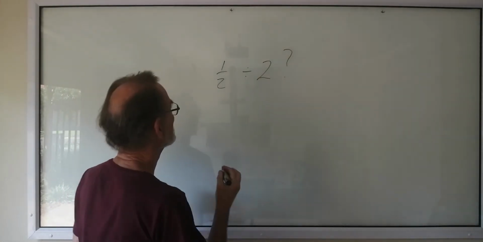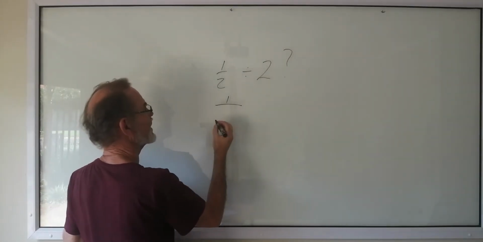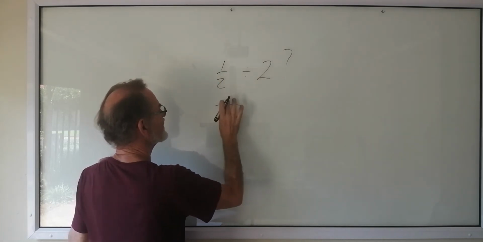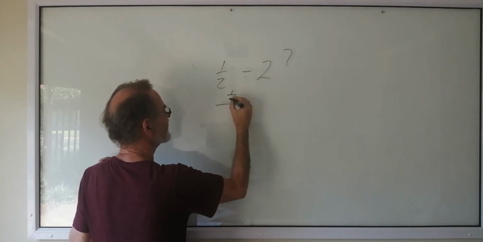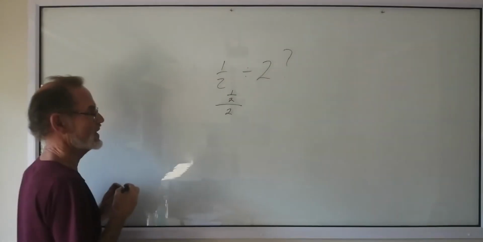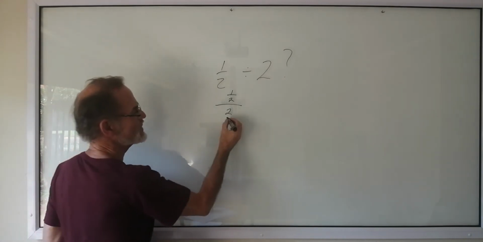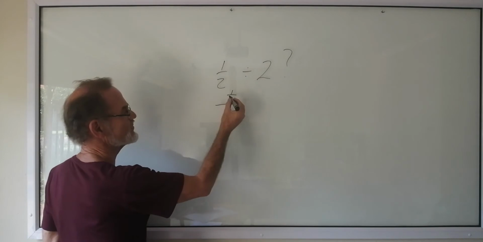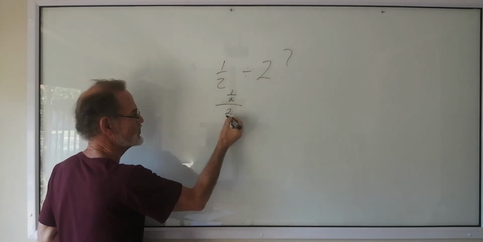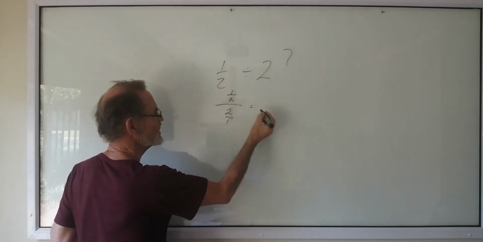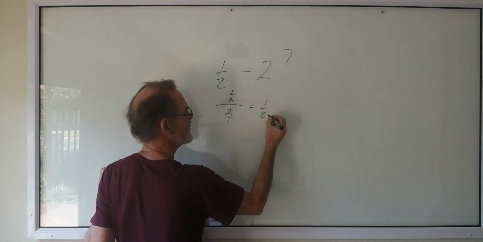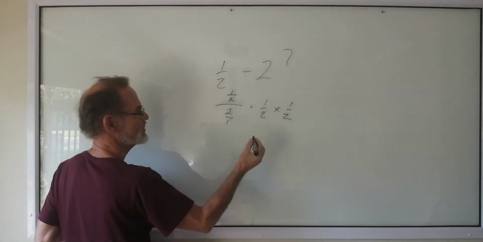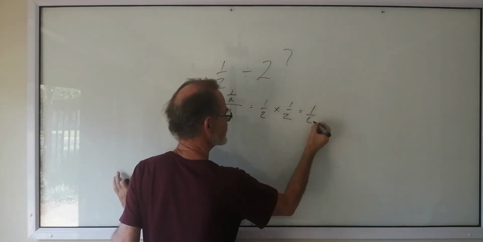So a half, let's write it like this: a half divided by 2. What is 2 actually? 2 is actually 2 over 1. So we can put the 1 in there. Now we want to write this division, half divided by 2 over 1, as a multiplication. A half times, now we turn it upside down, 1 over 2. Now we can multiply. It is a quarter.